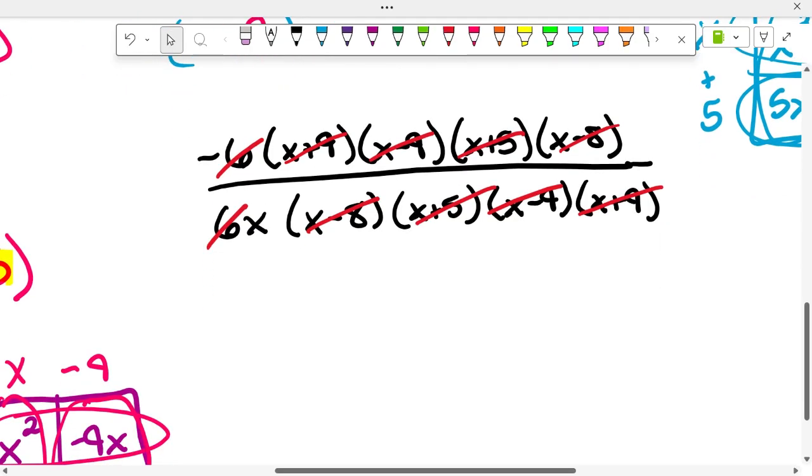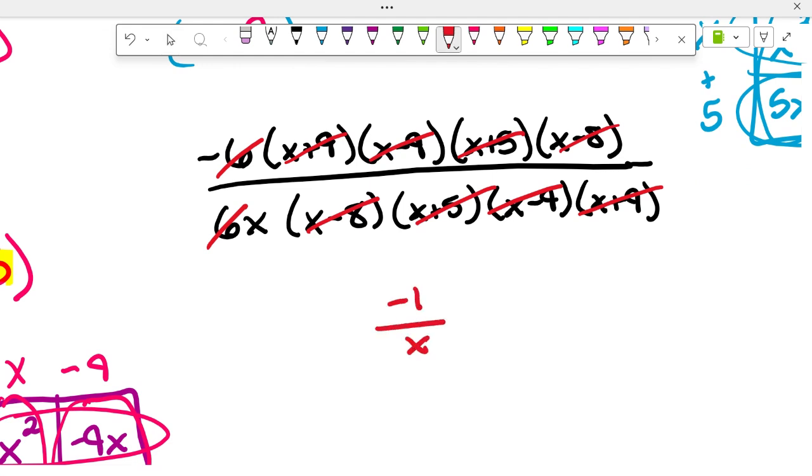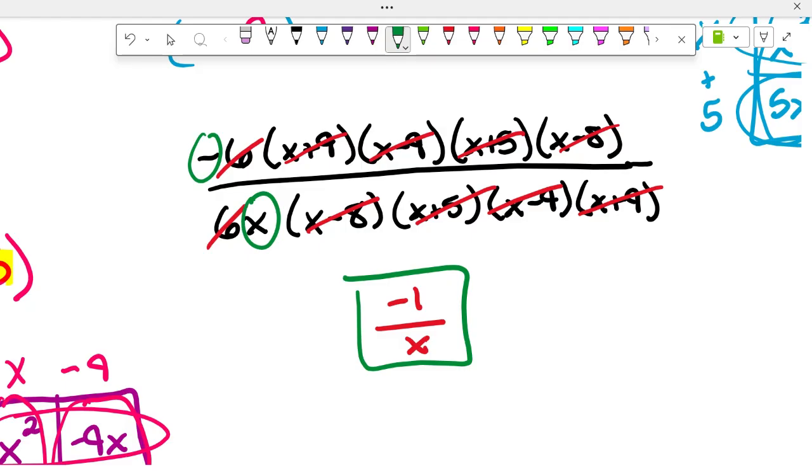What am I left with? Negative 1 over x. So we were left with just a standalone negative. There's a 1 next to it, and x. So my answer is negative 1 over x. So guys, the hardest part about this is factoring. Once you get it factored, just cross, cross, cross, cross, cross, done. All right. Any questions on that?